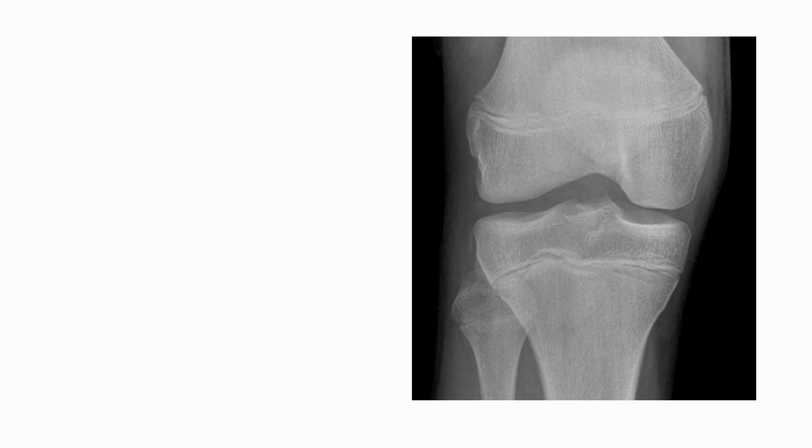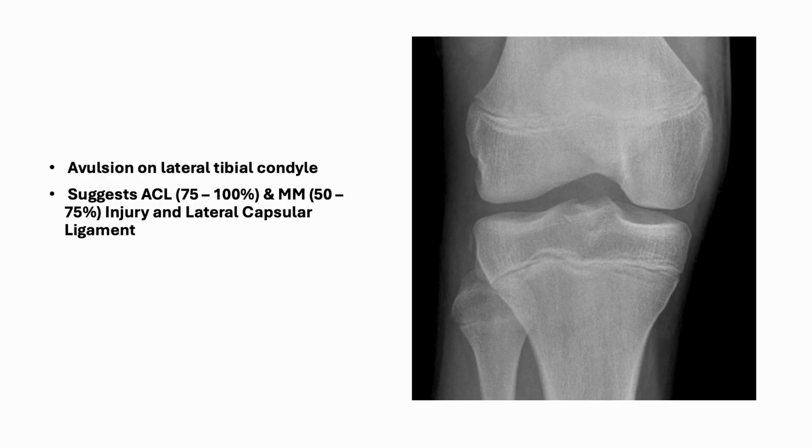If you look closely, just on the top of the fibula, you will see a small avulsion over there. So it's not just an avulsion fracture, it carries a huge amount of clinical significance. It's called a Segond fracture, and this avulsion suggests that about 75 to 100% anterior cruciate ligament is damaged, and in about 50 to 75% the medial meniscus will be damaged, and the lateral capsular ligament will be damaged.